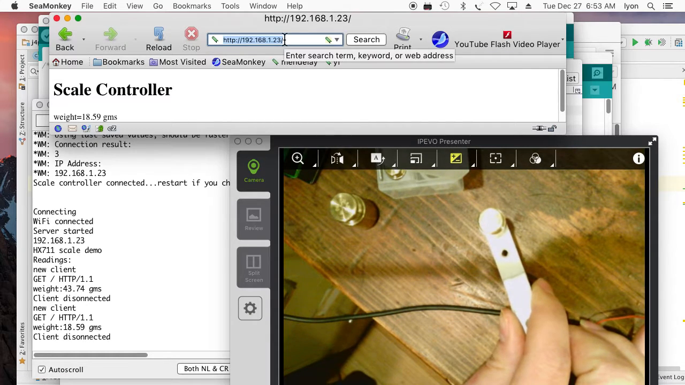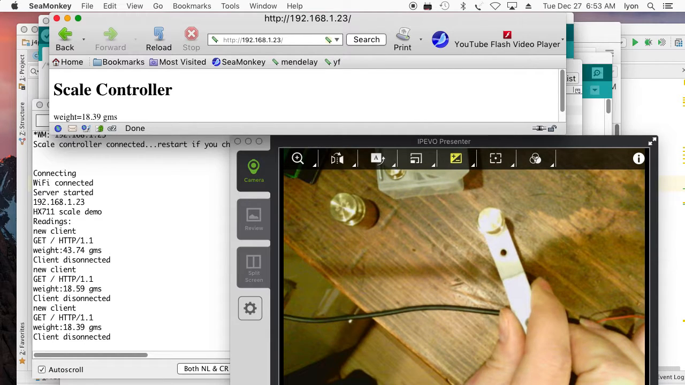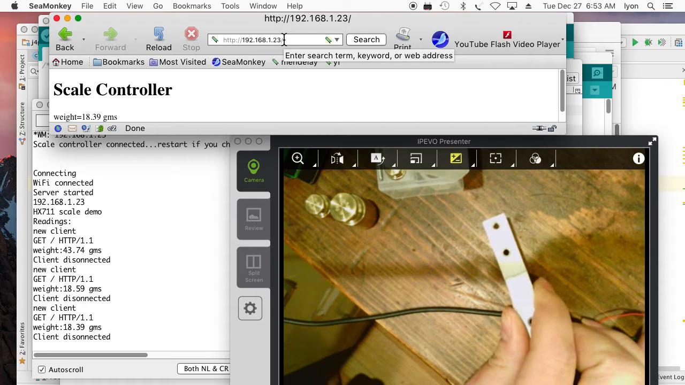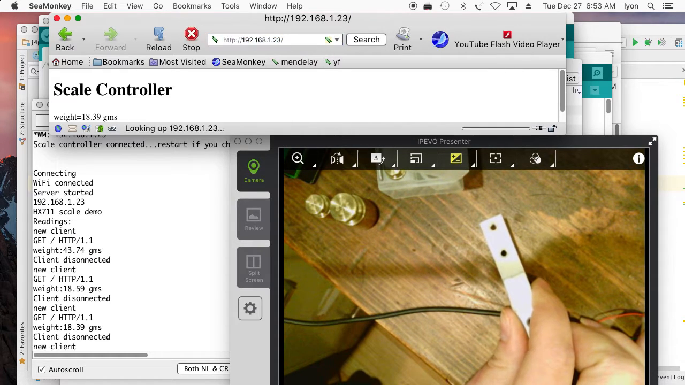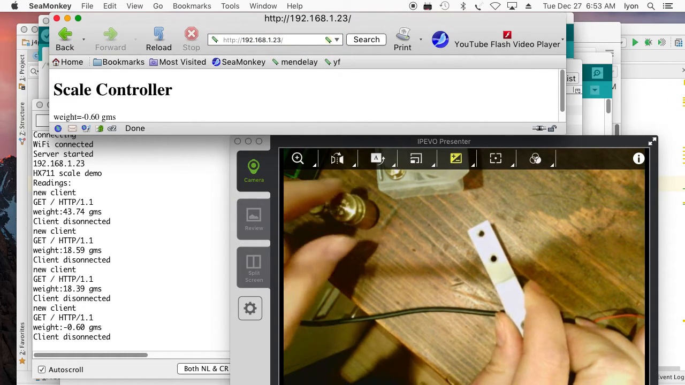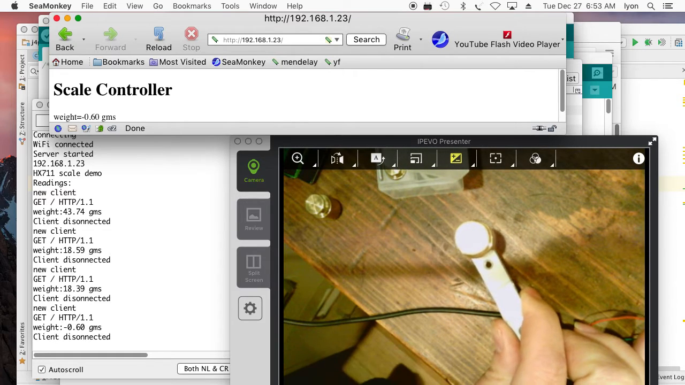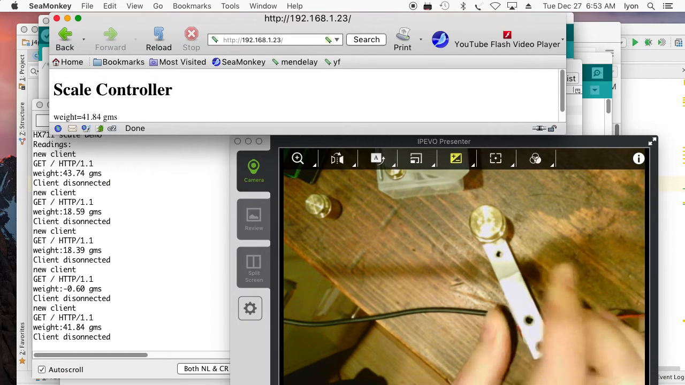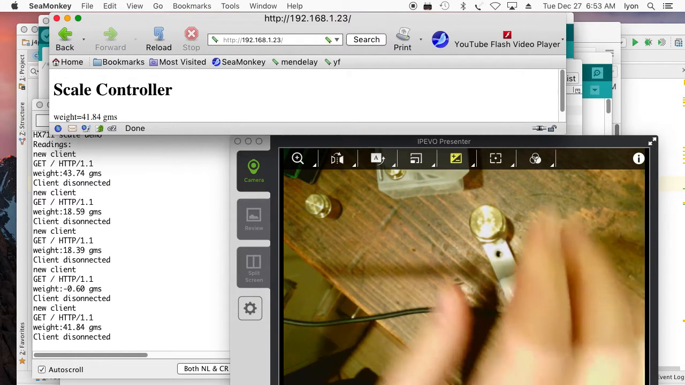I'm holding a 20 gram weight at the end of the load cell. And now what I'm going to do is remove it. We'll see what the unloaded weight looks like. And we're going to put that 50 gram calibrated weight there. And what do we get? 41 grams. So this is what happens when you hold the load cell improperly. These things are supposed to be mounted with the screws.